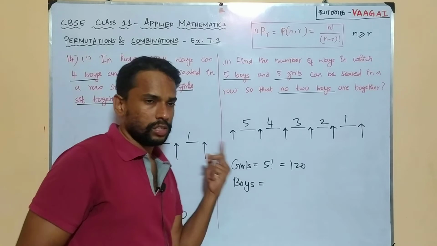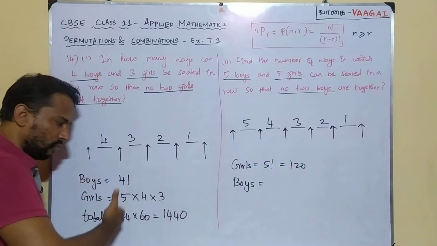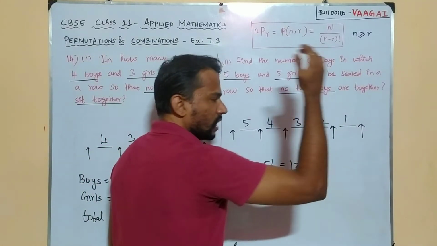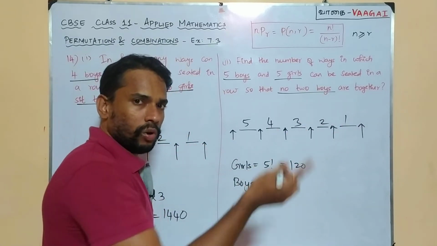How many slots are there? Just count and see. Here there were 5 slots, so we went for 5 into 4 into 3. And here how many slots are there? 1, 2, 3, 4, 5, 6, there are 6 slots. So the first boy can choose any one of those 6 slots.